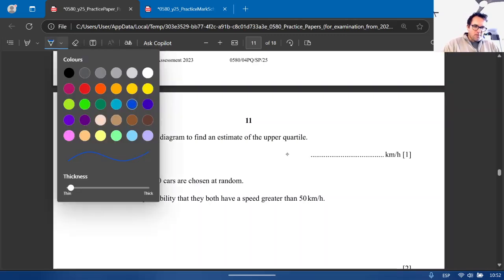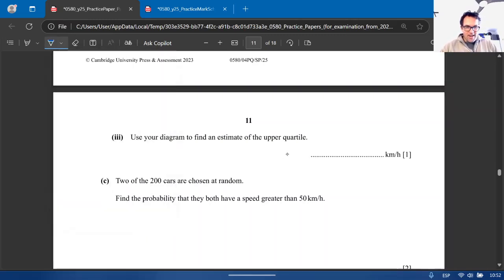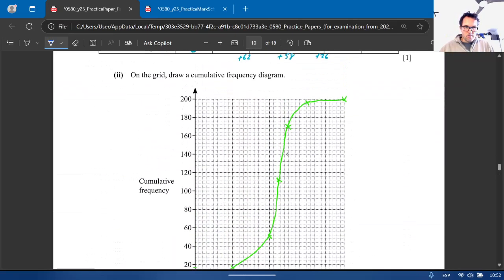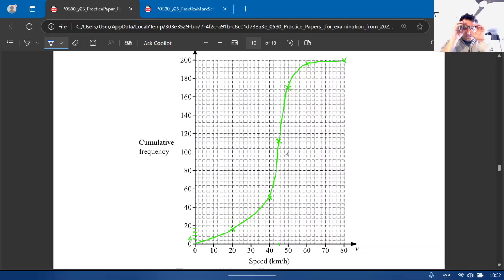Next one. Find an estimate of the upper quartile. What's a quartile? A quarter. Upper quartile is the upper quarter. Now this is not too hard to do. First we take 200, we chop it in half. That would be the median, of course. So at 100, we'll have the median.